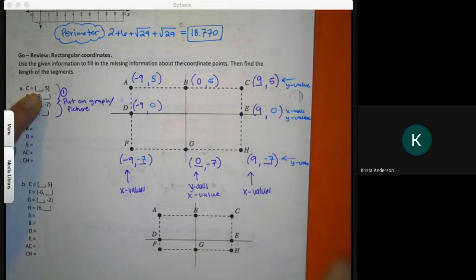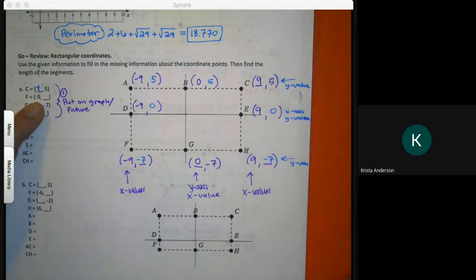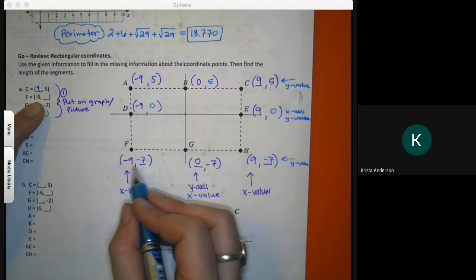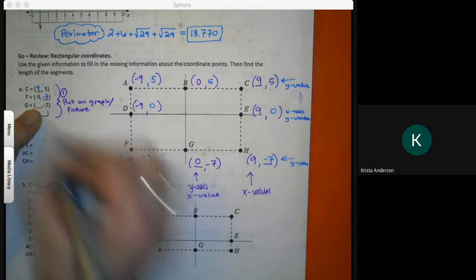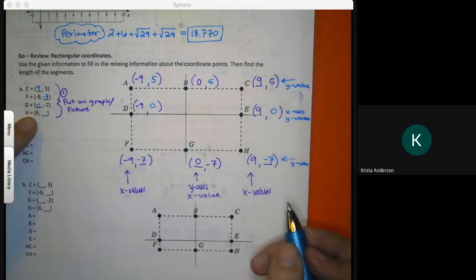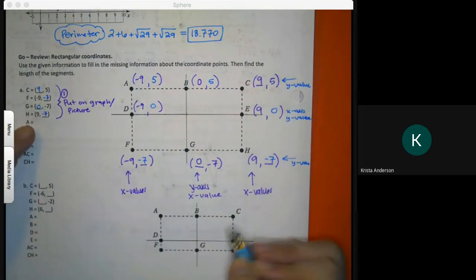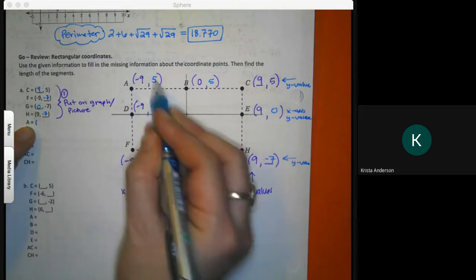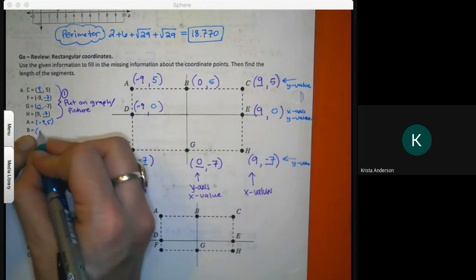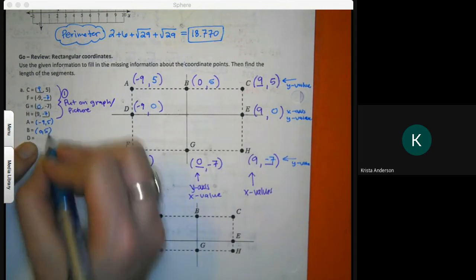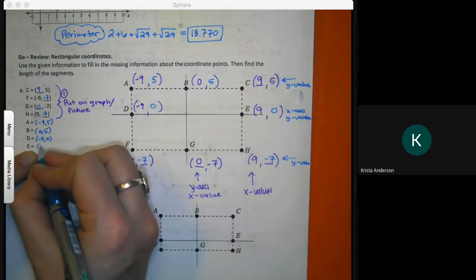Then I can fill in C is 9 comma 5, F negative 9 negative 7, G is 0 negative 7, H is 9 negative 7, A right here negative 9 5, B 0 5, D negative 9 0, E 9 0.